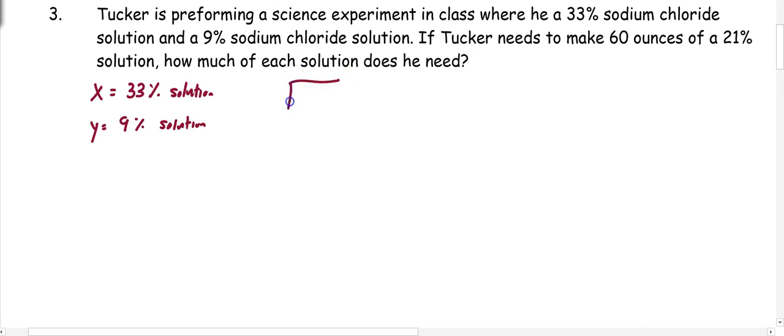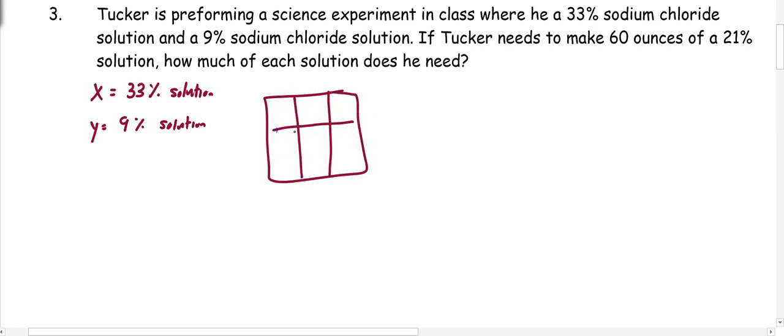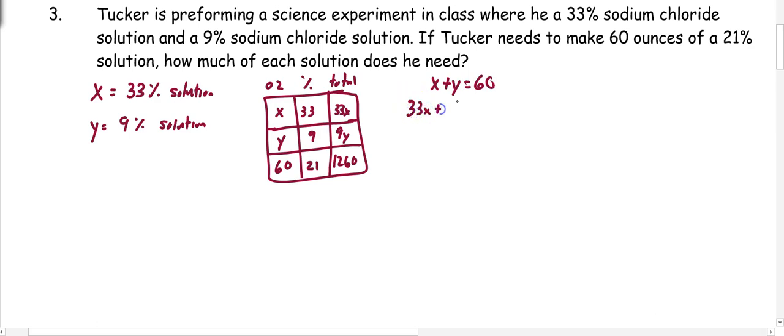Again, we can make our table with our 3 columns and our 3 rows. In the first column, we're going to have our ounces. We have x ounces, y ounces, and he's making a total of 60 ounces. Then the x has a 33% solution, the y has a 9% solution, and he needs to make a 21% solution. We can multiply across: 33x, 9y, and then 60 times 21, which is 1,260. Now we have our two equations: x plus y equals 60, which is that first column, and 33x plus 9y equals 1,260.